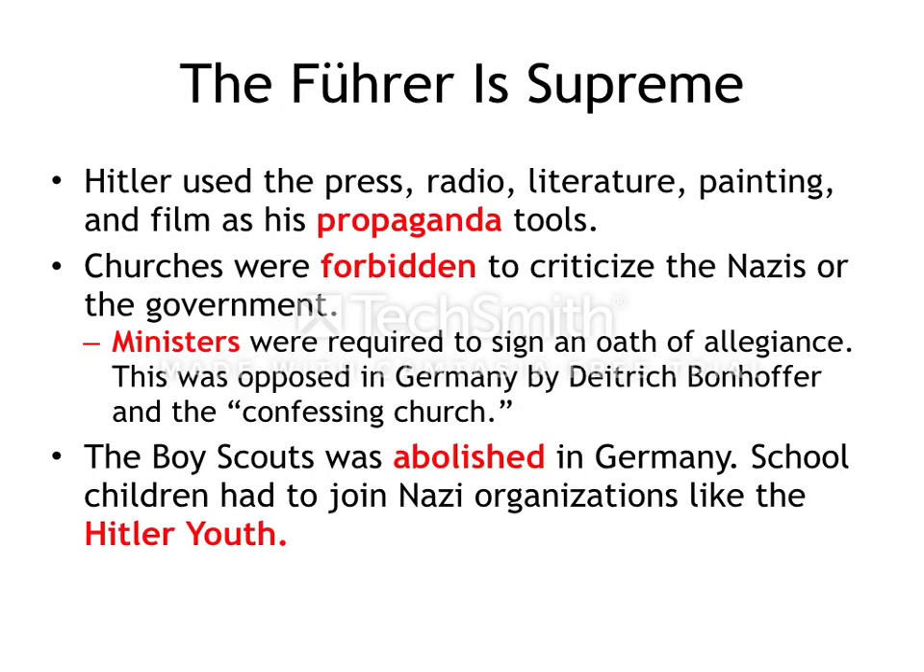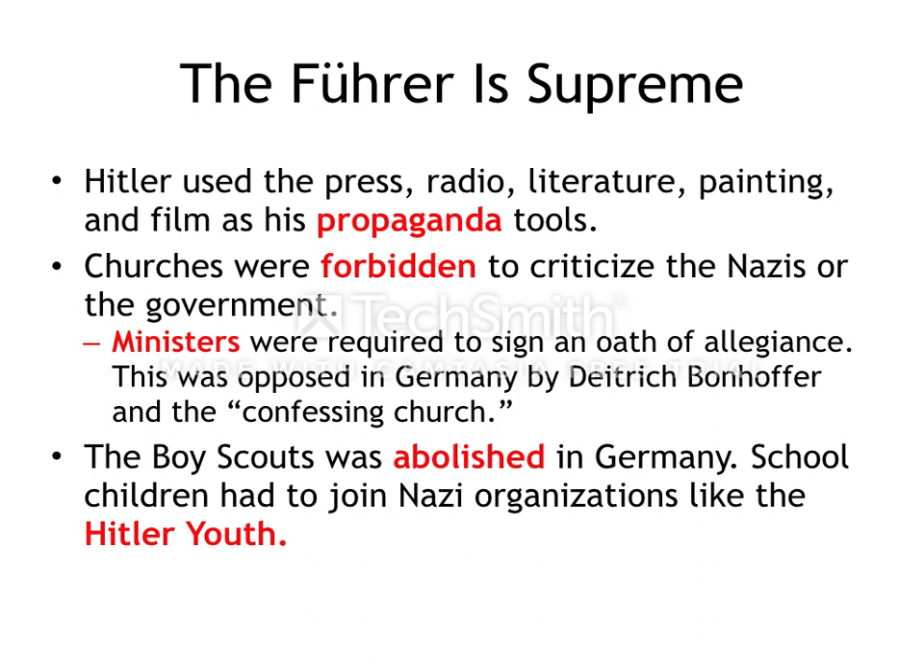With enemies eliminated, Hitler went about building his propaganda empire. Hitler would use the press, radio, literature, painting, and film as his tools of propaganda. Led by the Minister of Truth, Joseph Goebbels, all of these things were used with great effect. Churches would then be forbidden to criticize the Nazis or the government, and eventually all religion, including the Catholic Church, would be outlawed in Germany and replaced by the worship of essentially the Nazi Party.